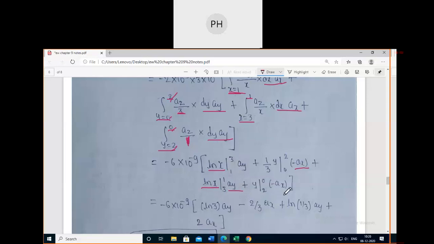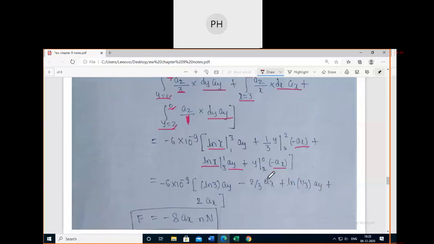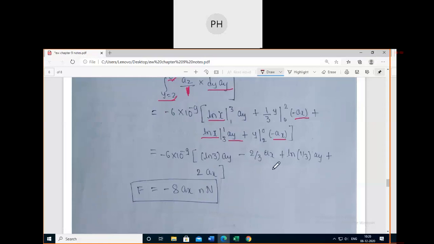With respect to ay, the last component Az by 1 is just 1. With respect to this Az cross ay, this is what gives minus ax. Y, here limits are 0 to 2, at this place limits are 2 to 0. So if we equate these all together, you'll be getting F is equal to minus 8 ax nanonewton.